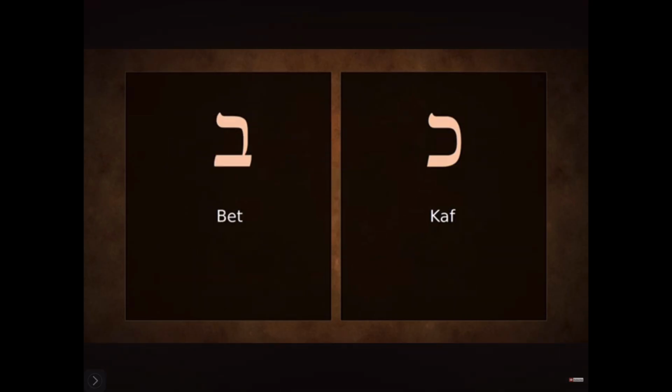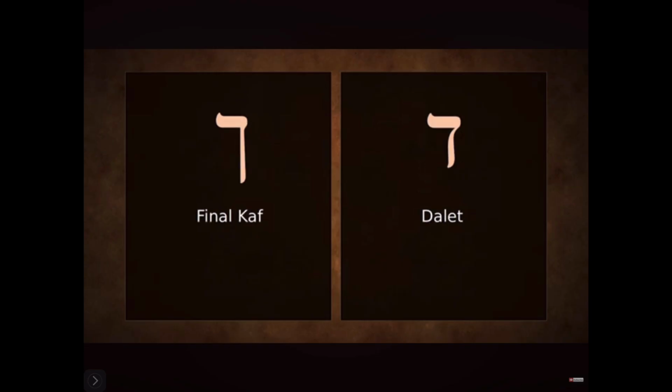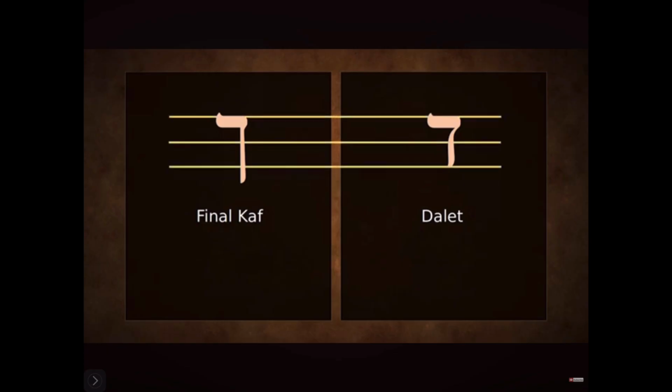Another thing to note is that the kaf and the beit look very similar. The difference is in the lower right corner. The beit has this little tail that extends out to the right, while the kaf has a rounded edge there. Also, the final kaf looks very similar to a dalet. The big difference here is that the final kaf is longer at the bottom than the dalet. So just pay close attention to your kafs. Make sure you aren't mistaking them for other letters.